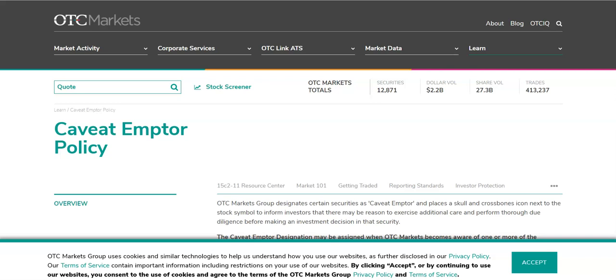So what we're going to show you here on this website, which is otcmarkets.com, also linked in the description below, is how to actually go and check to make sure that the stock you're about to invest in on the OTC market is not listed on the Caveat Emptor policy list. This is a good way to help manage your risk level on a stock that you're about to invest in.